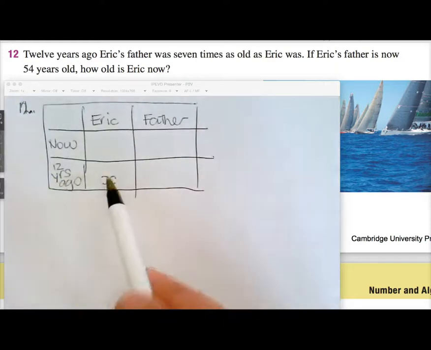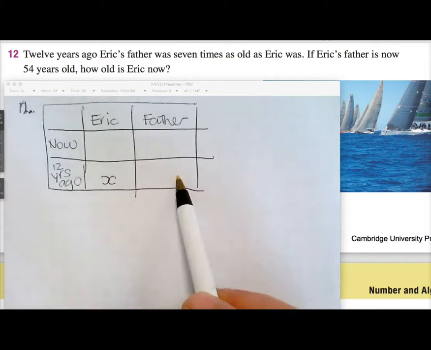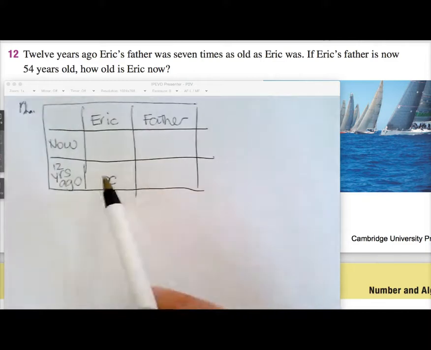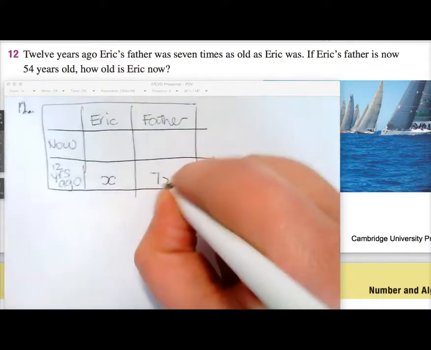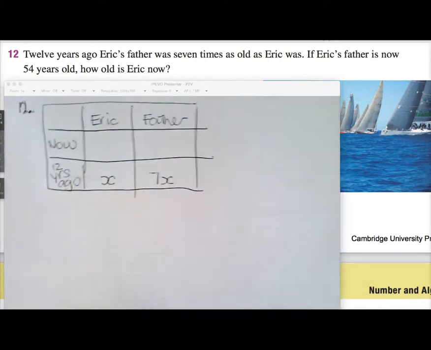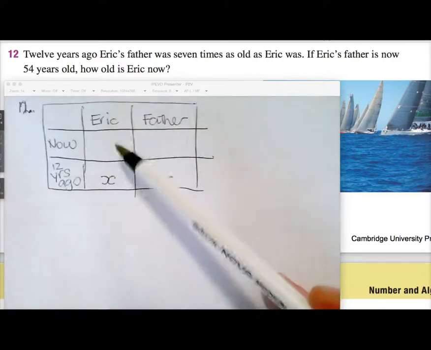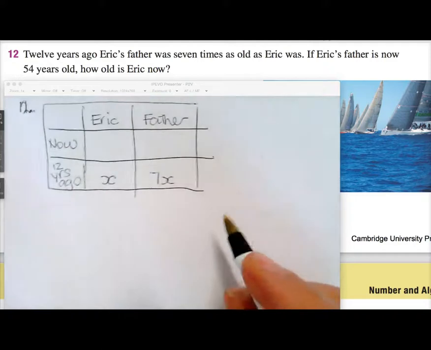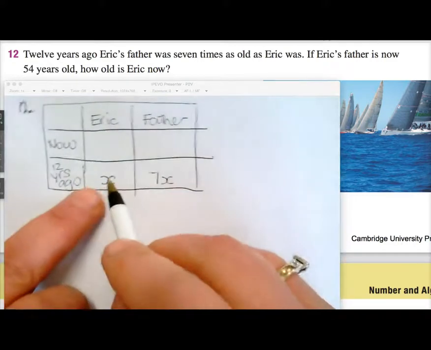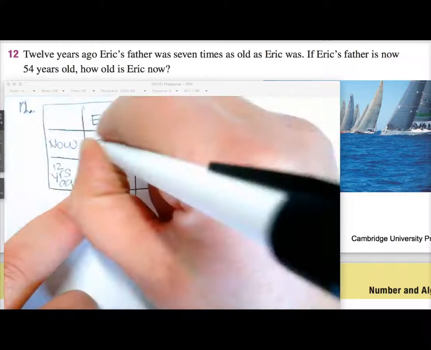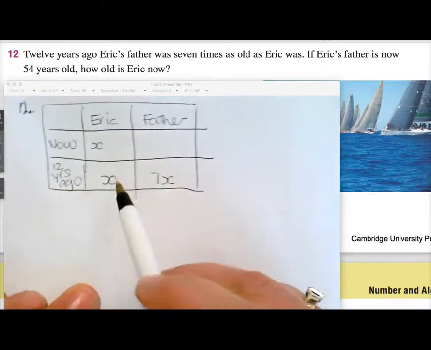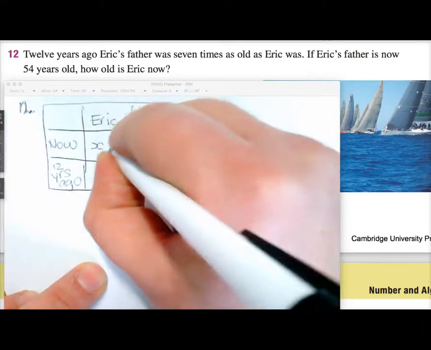So if Eric was X years 12 years ago, let's read again. 12 years ago, Eric's father was 7 times as old as him. Girls, at the moment, how old are you? Tell me how old you'll be in 12 years' time, or how old were you 12 years ago? So if this is Eric's age 12 years ago, how old is Eric now?